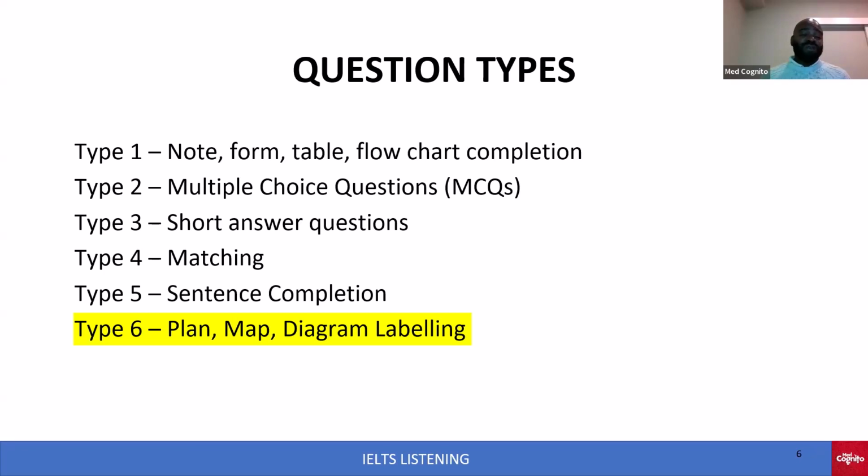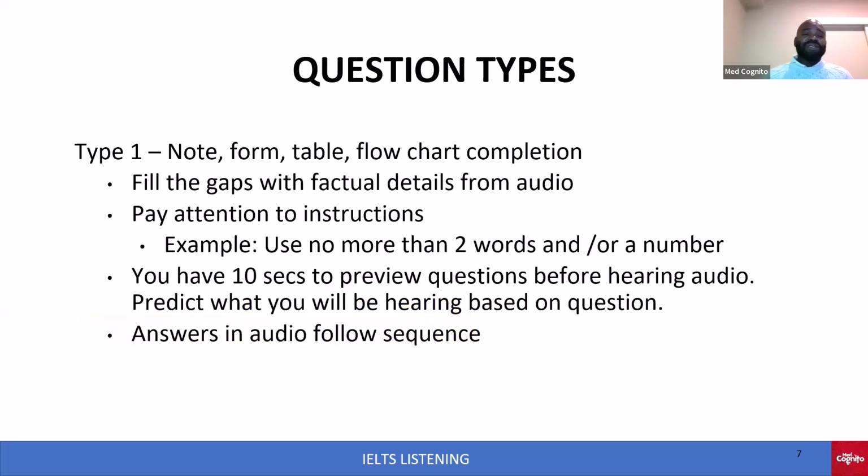And so you will have to fill out the missing information either in the plan, in the map, or in the diagram. And so for today's seminar, we want to take a look at type 1 questions, what I'm calling type 1 questions, which is you completing a form, filling a table, completing a flow chart. And so things to note when you are dealing with these kinds of questions.